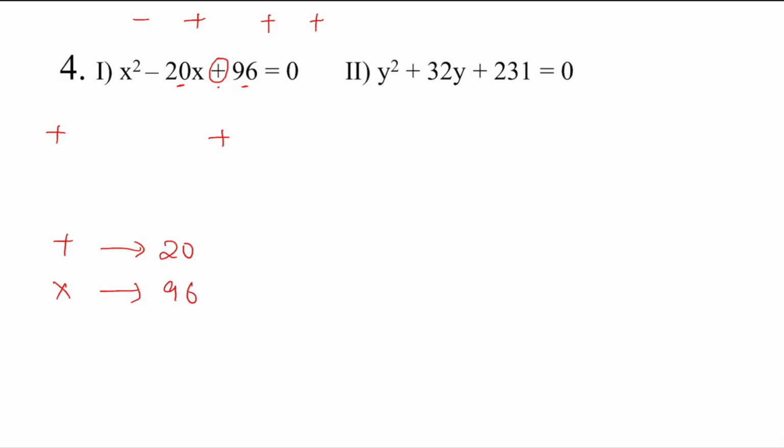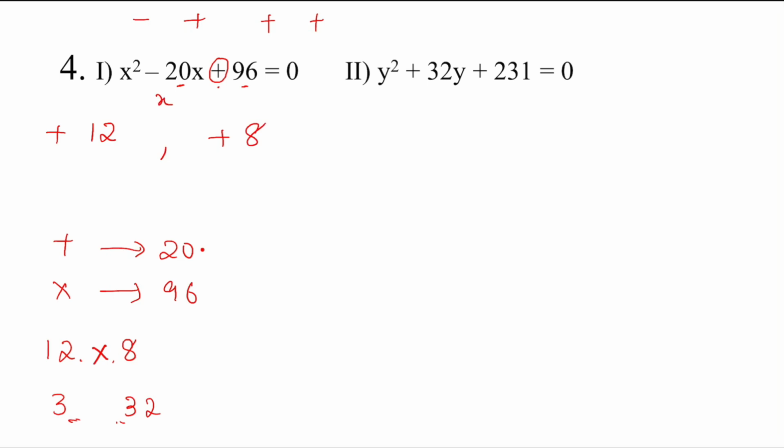12 8s are 96, yes, but 3 32s is also 96. But if you add, do you get 20? No. But if you add 12 and 8, you will get 20, isn't it? So therefore our roots will be 12 and 8. Write the bigger number first and the smaller number second. So plus 12 and plus 8 are the values of x here.